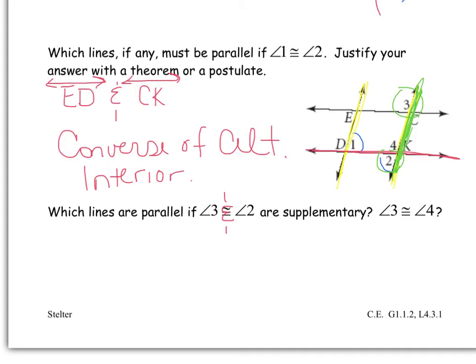And EC is touching that angle 3, it's making up the other side. And DK is touching angle 2, it's making up the other side. So the two parallel lines would be EC and DK.